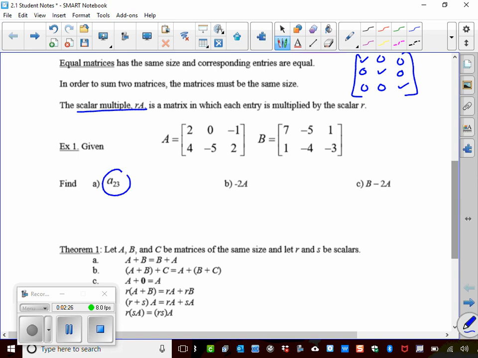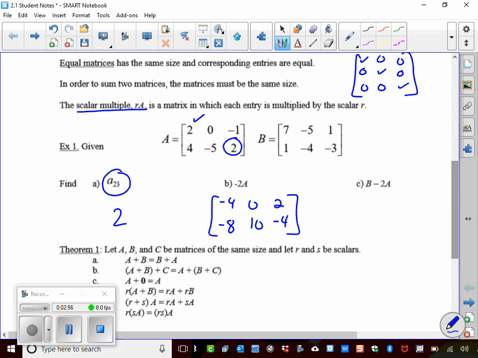So this right here is denoting I should go to matrix A and go to the second row, third column. So that would be right here. So the answer to this is 3. Oh, why did I write that? 2. Sorry. All right, and then letter B says do -2 times A. So basically multiply everything in A by -2 right here. So I get -4, 0, and 2, and I get -8, 10, and -4.